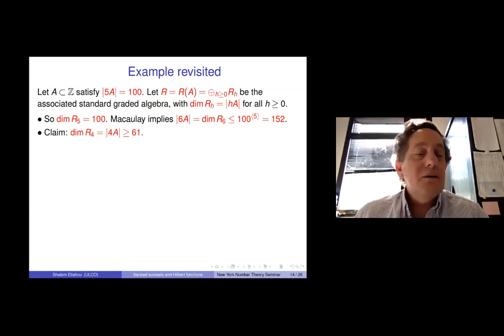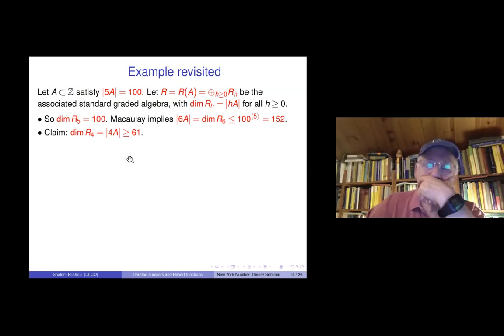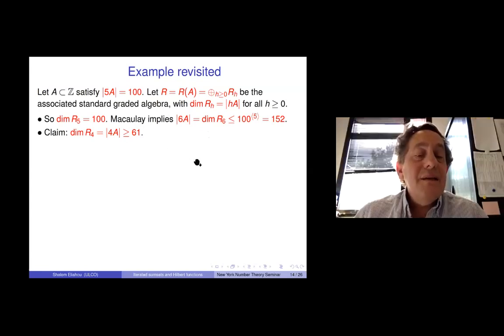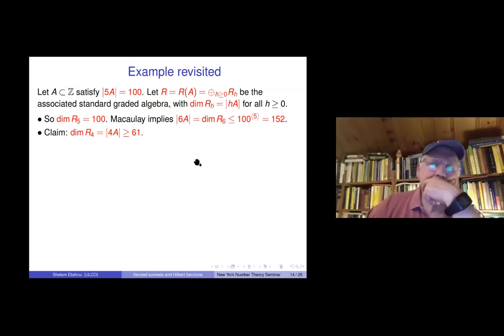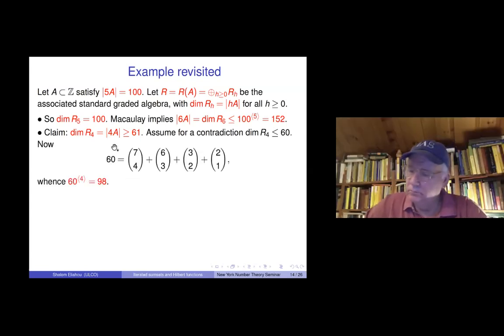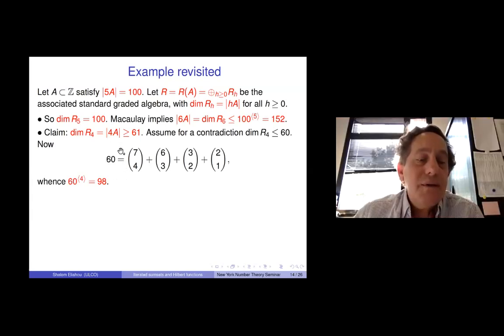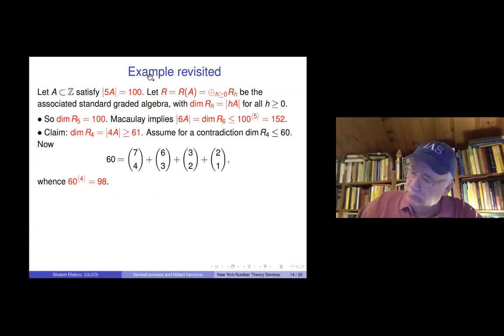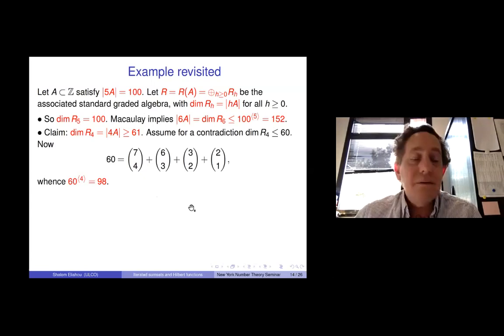What about 4A? Well, I claim the dimension is at least 61. How do we know? Because assume it was at most 60. Then take the fourth binomial representation of 60, and I claim here it is. Now you do the count, and the count gives you 98. But 98 is not enough to reach 100.